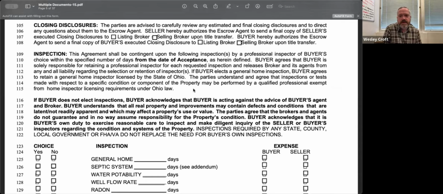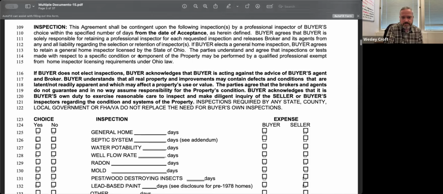Closing disclosures. This gives the title company authorization to send a final copy of all the closing disclosures to us at the end of the transaction. And so if you're the buyer's agent, you would check the boxes for selling broker. All right, inspection. So I talked to you guys earlier about different contingencies that you're going to build into the contract. This is another one. So this is the inspection contingency.